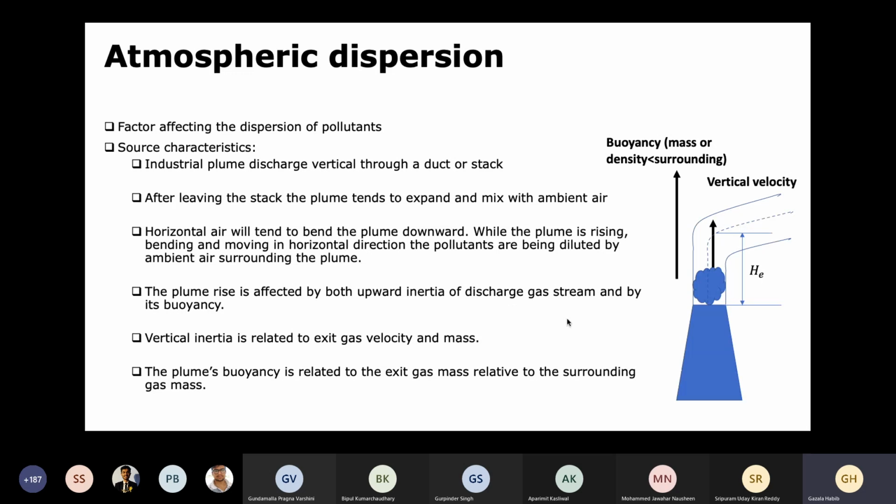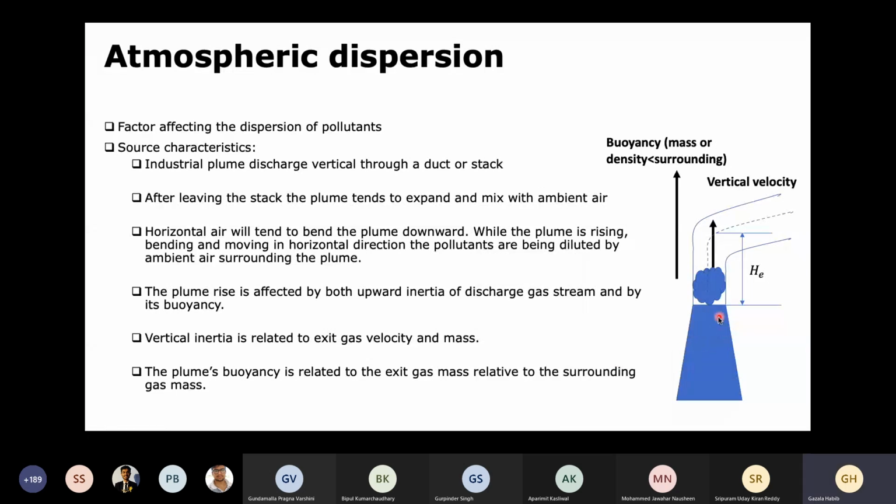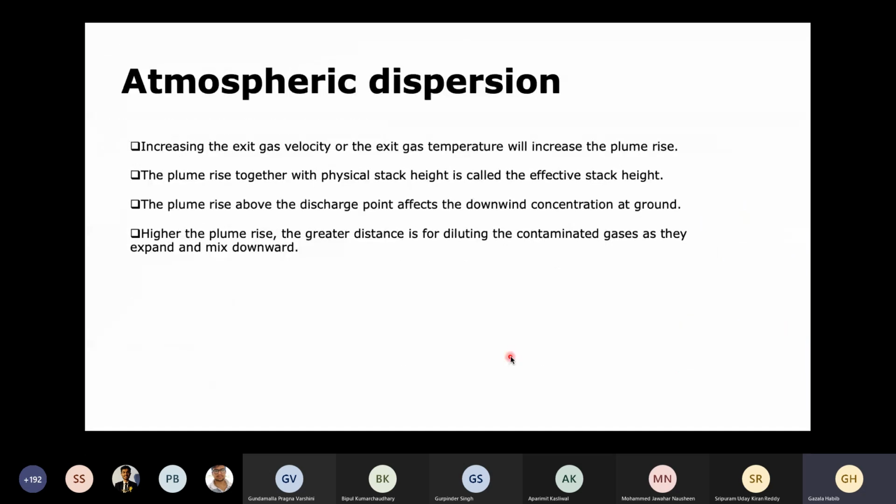So I think this has been shown here in this figure. Okay. The effective stack height would be the sum of the height of the, can you see the pointer? Can you see the pointer now? Yes, ma'am. Yes, ma'am. So that would be the sum of the height of the stack, this stack, and the height of the plume rise, up to the vertical position. Okay. Then the plume will start bending. So if I say this height as H, H plus HE will be the effective height. Or another term can be used.